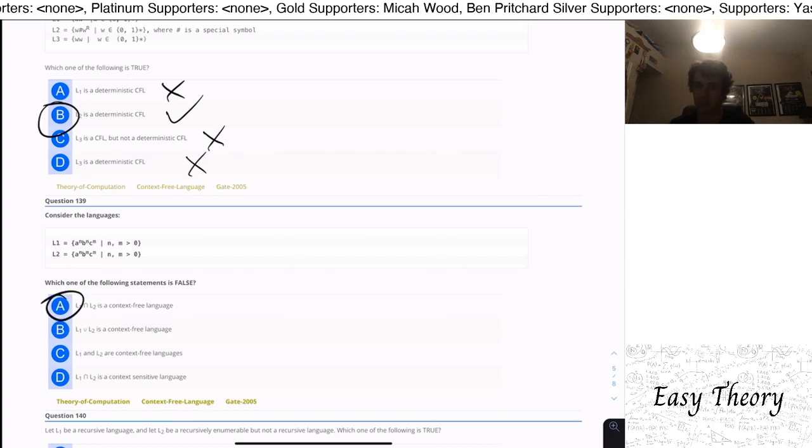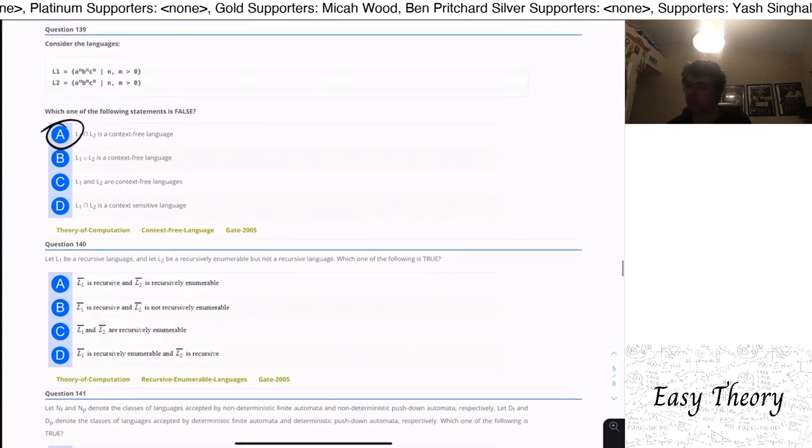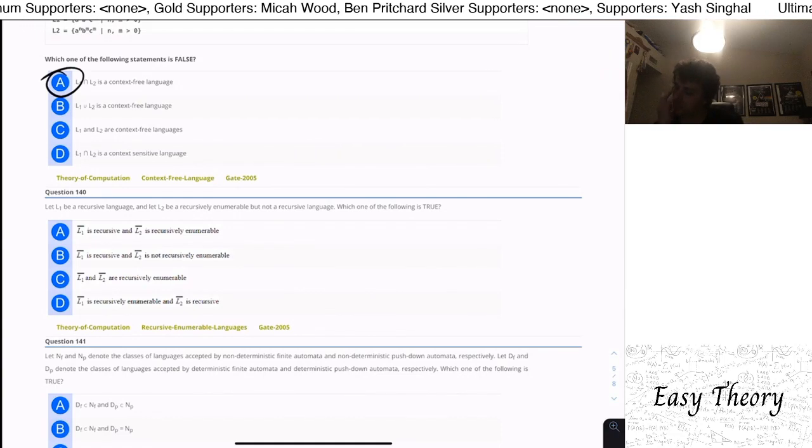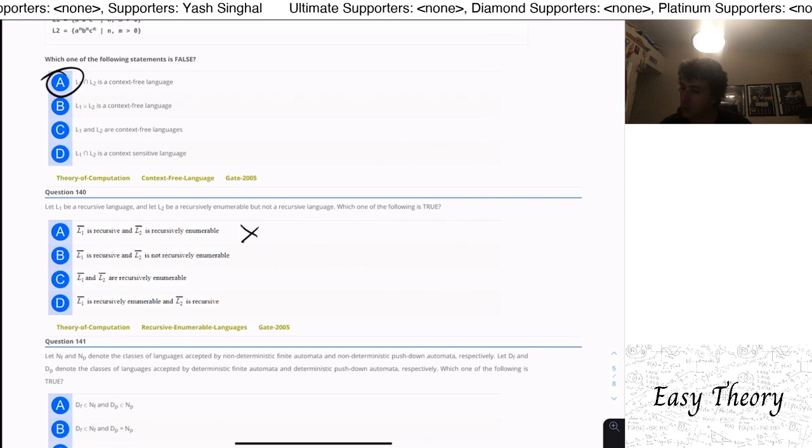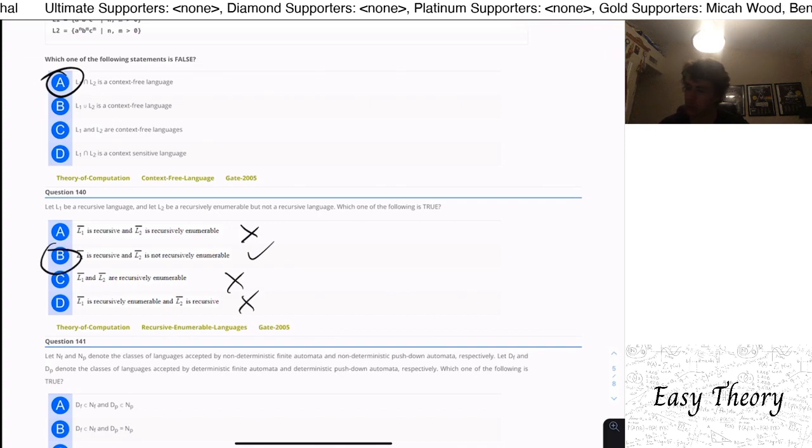A is false, because it's not even context-free, so that's easy. Let L1 be recursive, and L2 be recursively enumerable. So that was not true. L1's complement is recursive. Is that one true? Yeah. These are not true. L2's complement is not recursive necessarily, so it's B.